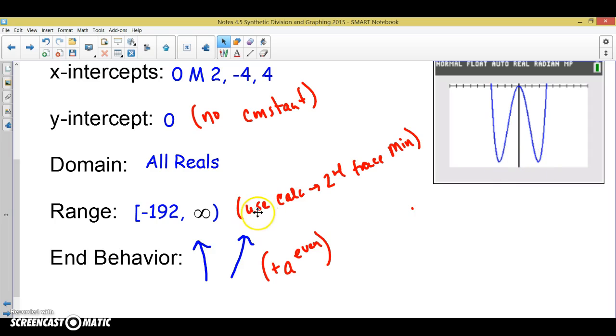To find that, I can use the calculator. I'll hit second, trace, and then choose option number 3, which is the min. I can choose one of the 2 points, it doesn't matter, but I'll go left bound, enter, right bound, enter, and then hit enter again, and it comes out to be -192. So that's my lowest point, and then my highest point continues on to positive infinity.